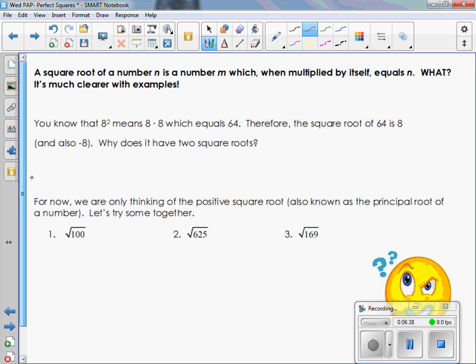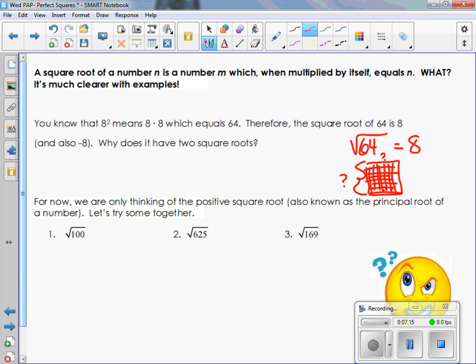So a square root of a number n is a number m, which when multiplied by itself equals n. Okay, so this means that 8 squared equals 8 times 8, and that's 64. So the square root of 64 is 8. And think back to those area models that we talked about earlier. When you're talking about the square root, you're talking about the side length. You're looking for what number did I multiply by itself to give me that 64.